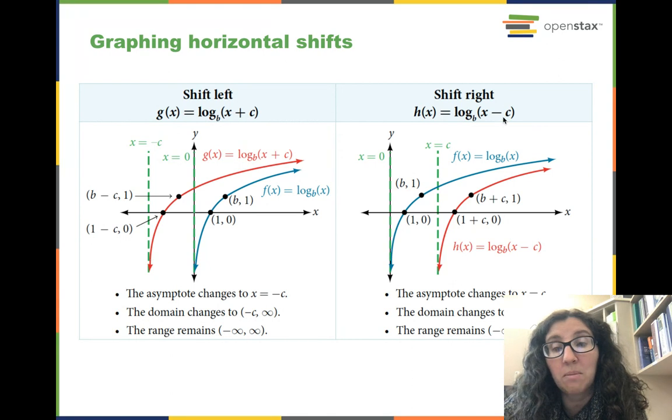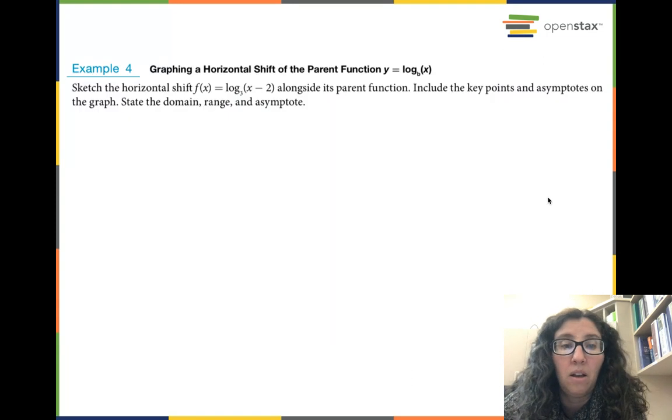Same thing if we have x minus c, it's going to be a shift to the right by c. So the vertical asymptote shifts, the x-intercept shifts, this key point shifts. All right, so sketch this graph, log base 3 of (x minus 2), alongside its parent function, meaning log base 3 of x. Include key points and asymptotes on the graph.